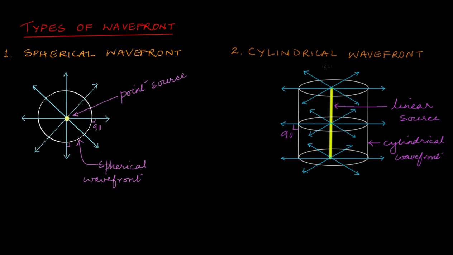The second type is the cylindrical wavefront. Cylindrical wavefront is produced by a linear source. For example, you have a very thin tube. The light rays will come out in all directions perpendicular to the linear source. You can see these blue lines, these are the light rays. If you take equal distance from here, you will get this circle. From here, take equal distance, you will get this circle. And if you join all the endpoints of these circles, you will get a cylinder. This cylindrical wavefront is produced by the linear source. Again, here you can see that the light ray is perpendicular to the wavefront.